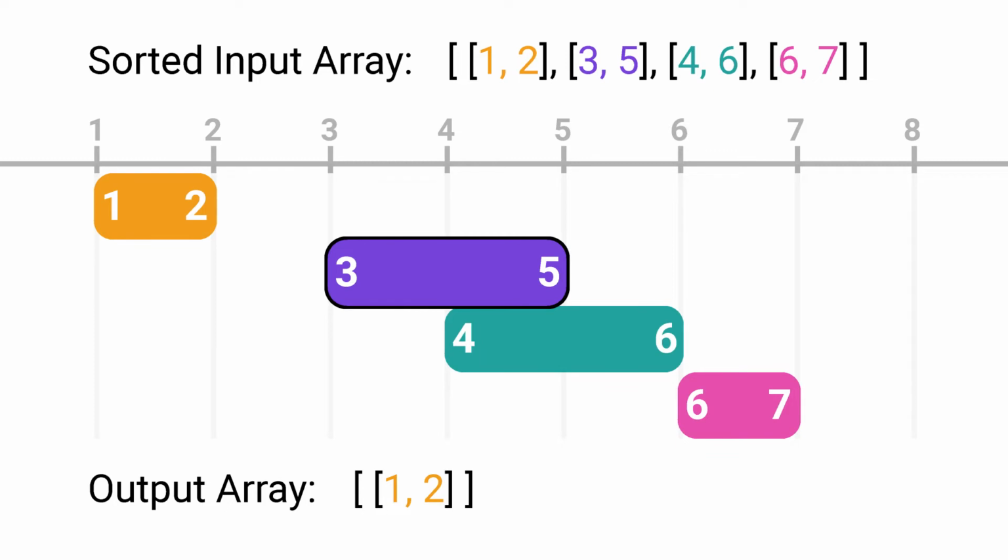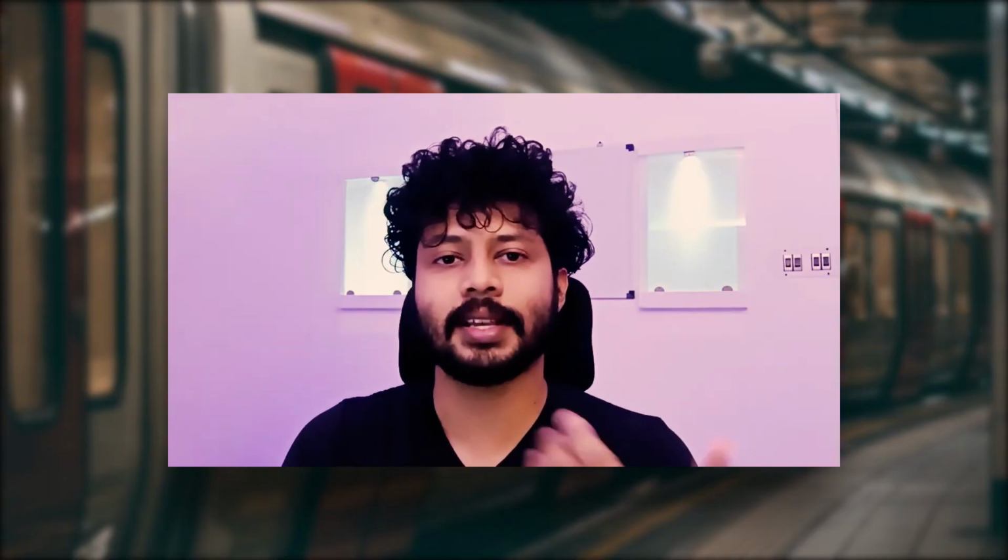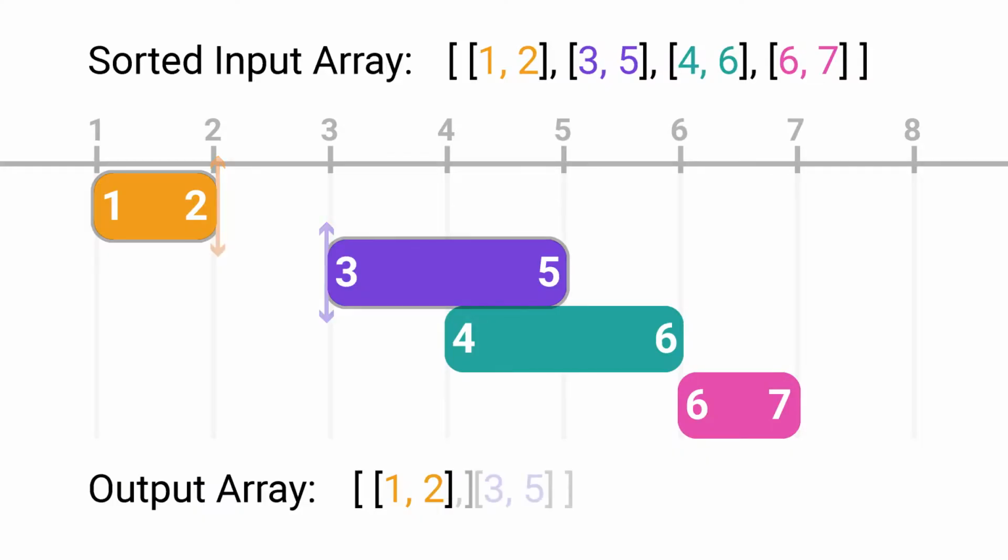For the second interval 3, 5, the previously analyzed interval is the last interval in the output array, 1, 2. Here we will check whether the interval 3, 5 can be merged with the interval 1, 2. For that, we can check whether the starting number 3 of interval 3, 5 is falling on or before the ending number of the interval 1, 2. Since 3 is greater than 2, we cannot merge this interval with the last interval 1, 2. So we can add this to the output array as it is.